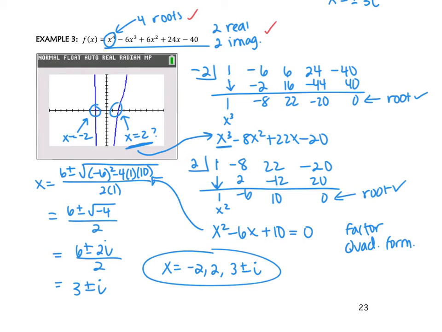I know this is a confusing process, so there is an extra example at the very end of the video going through this again. Before we get to that extra example, though, there is one more topic or one more theorem we need to talk about. So please flip the page.